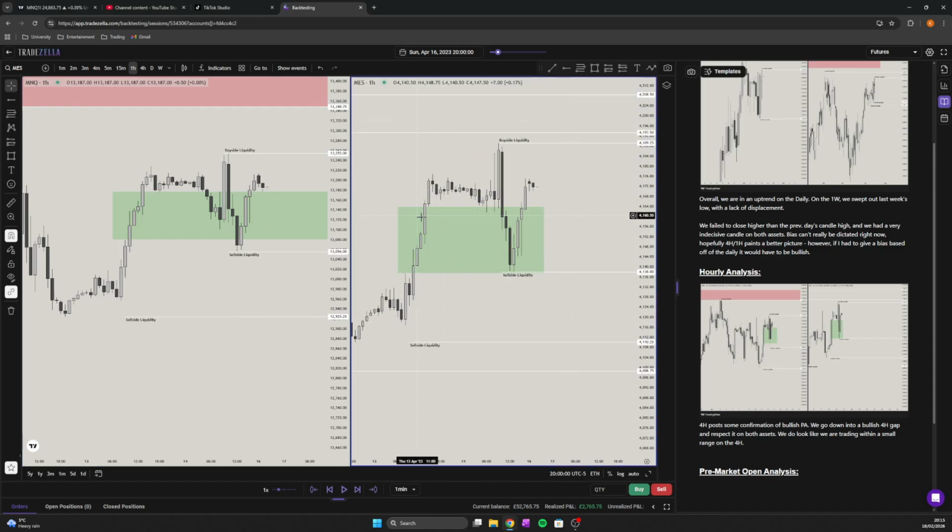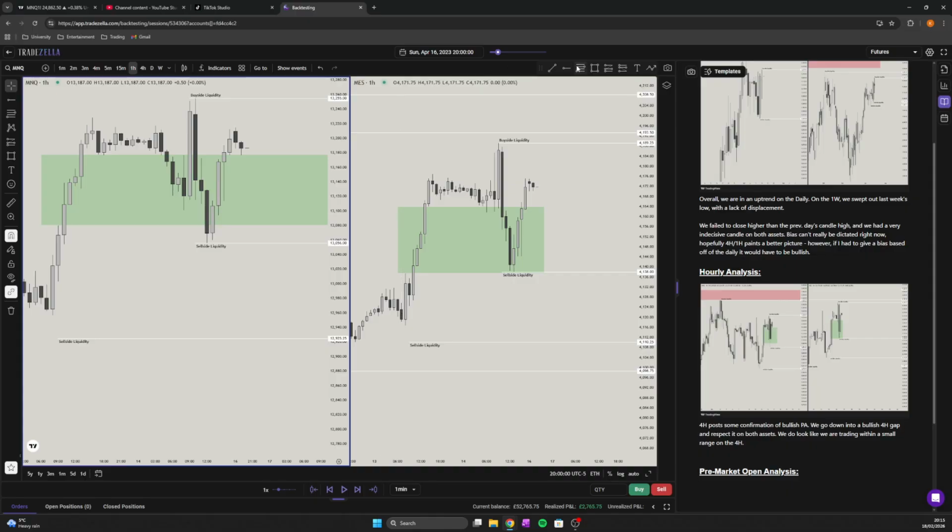Vaseline right next to me, perhaps. If you guys can't tell from my voice, I'm just recovering from being a bit ill.